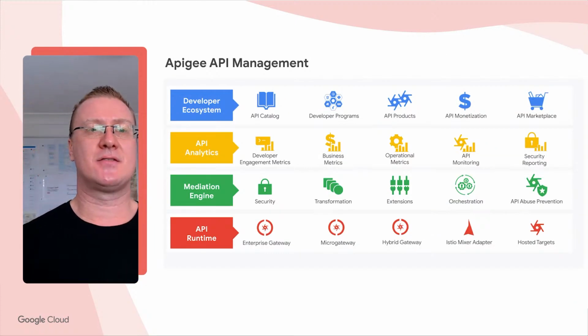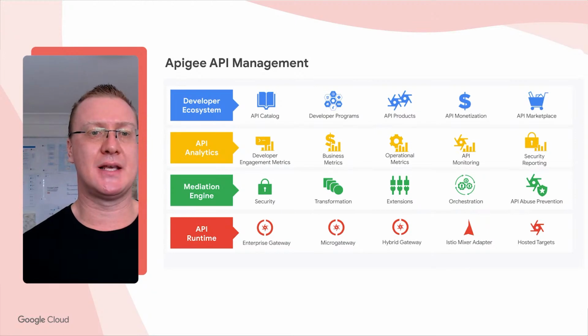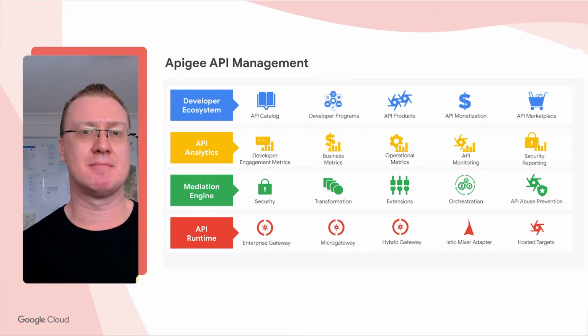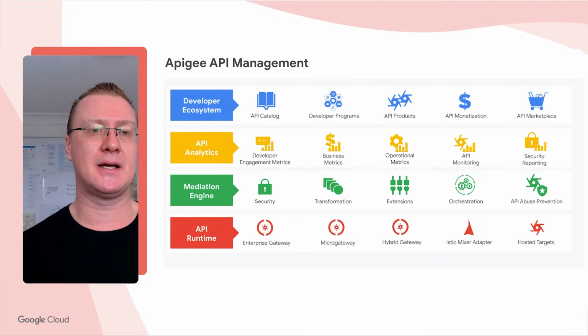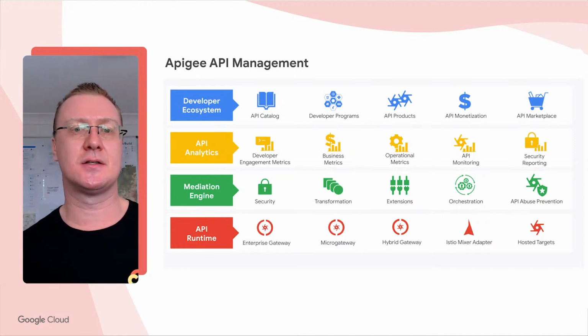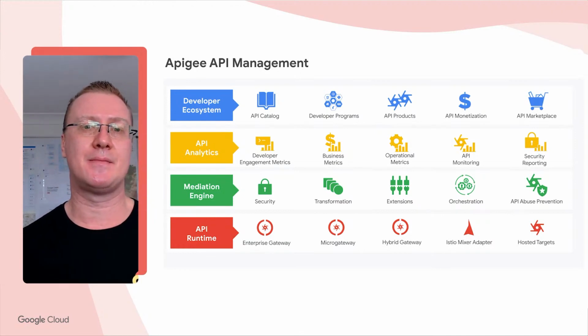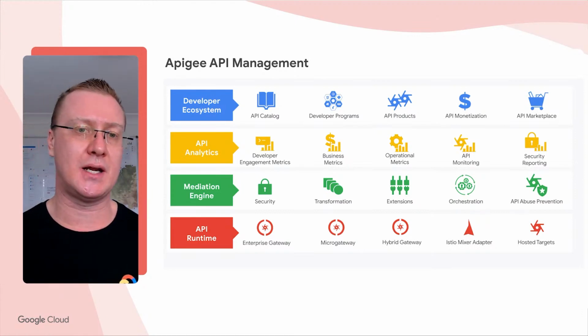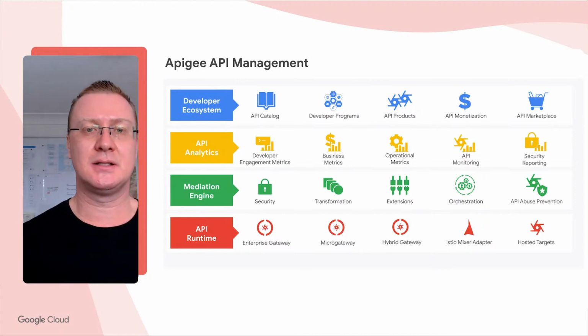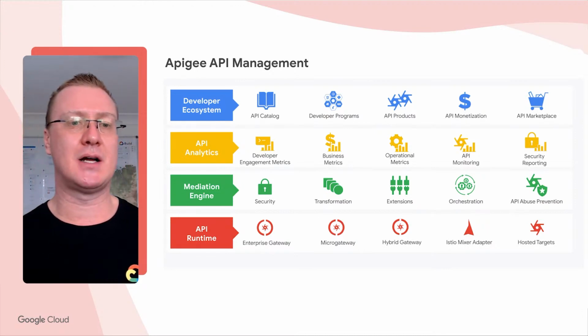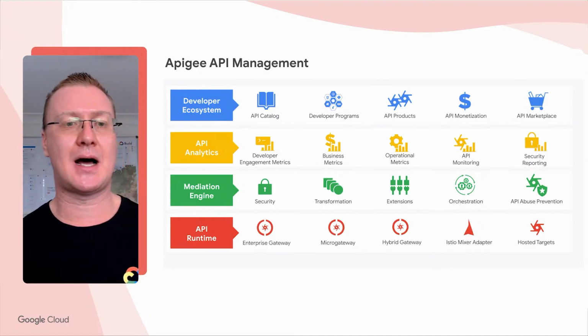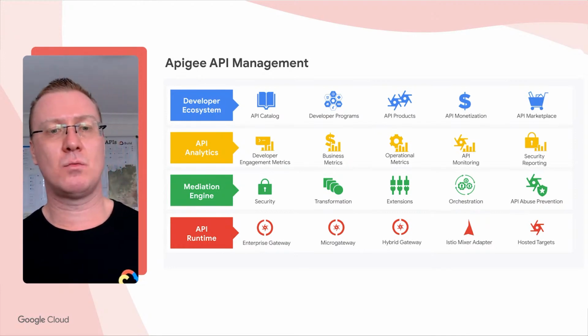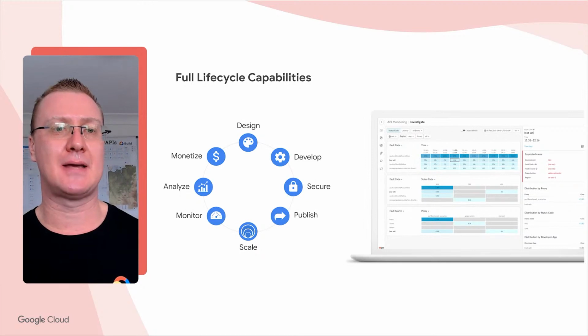So let's think about APIs for a minute. In the developer ecosystem, I'm seeing a big demand for API products and monetization, an API marketplace, and maybe a catalog. But there's also a need for developer engagement metrics to correlate with business and operational metrics, in addition to API monitoring. A mediation engine provides us a capability of mapping security through APIs with transformation and orchestration, whereas an API runtime is going to give us that gateway, whether it's hybrid, enterprise, or micro gateway, and maybe some hosted targets.